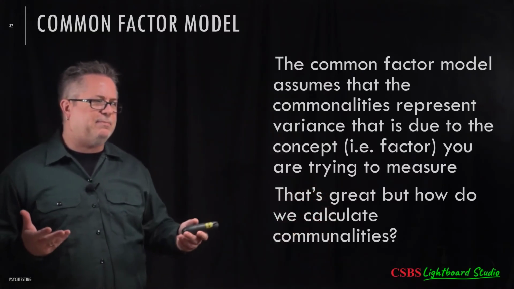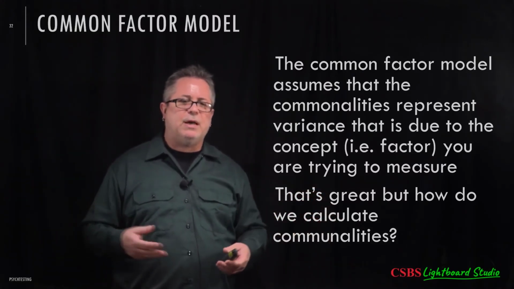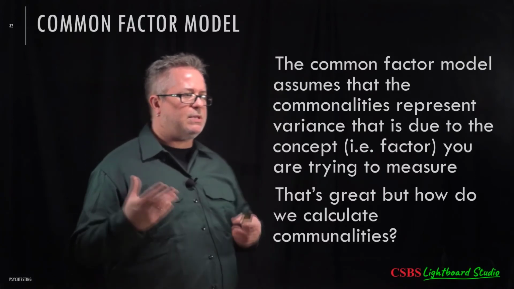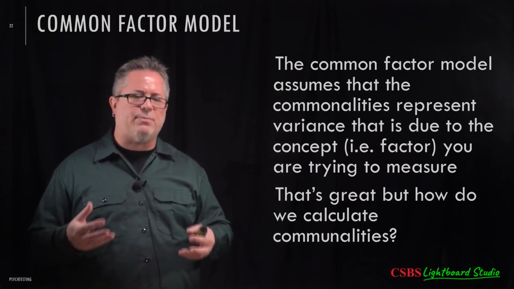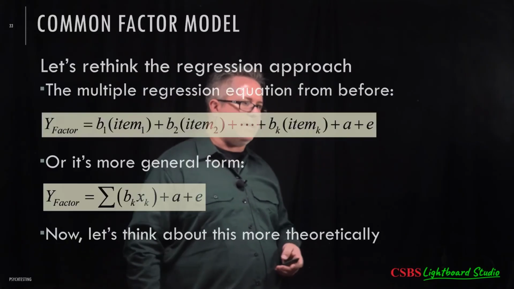But how do we calculate communalities? How do we even estimate this measure? Because it sounds a lot like Cronbach's alpha. It's a measure of the common variation. But if this is something different, how do we get there?